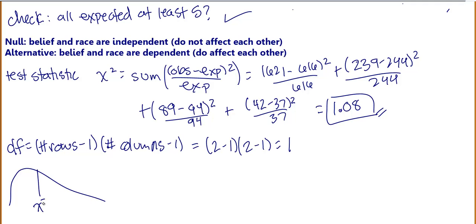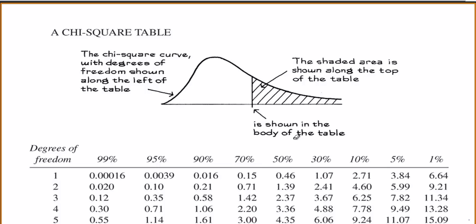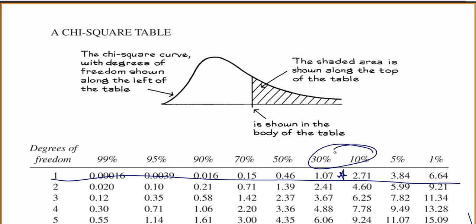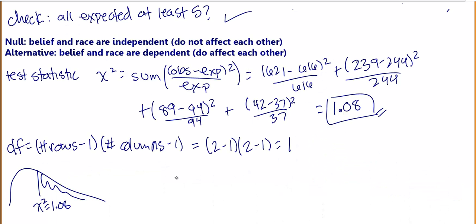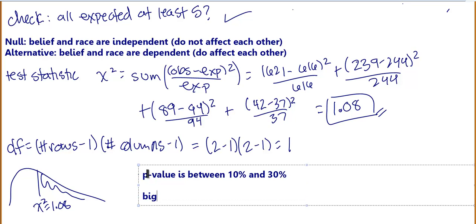So here's my chi-squared equals 1.08. We want that area to the right, with 1 degree of freedom. So with 1 degree of freedom, we're looking for 1.08. So that is in here. So we're between 10 and 30%. So the p-value is between 10% and 30%. So that is a big p-value.